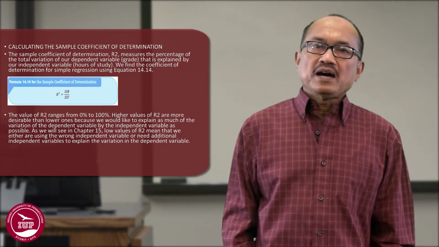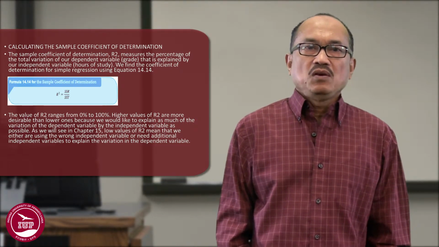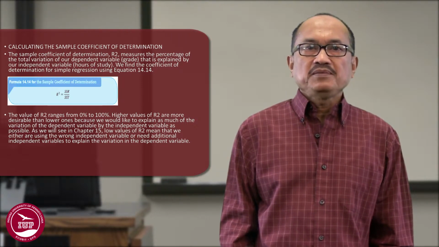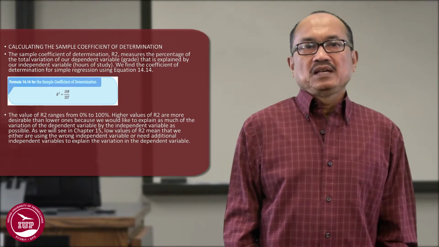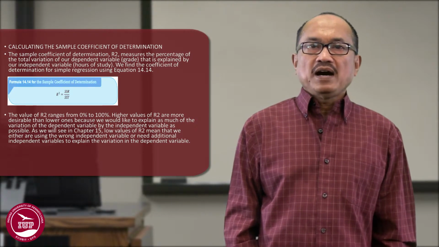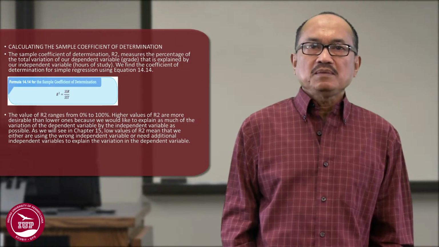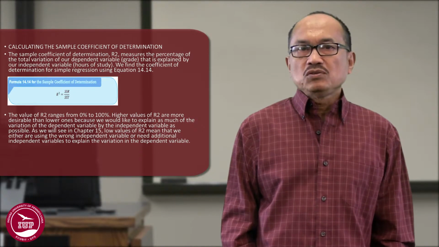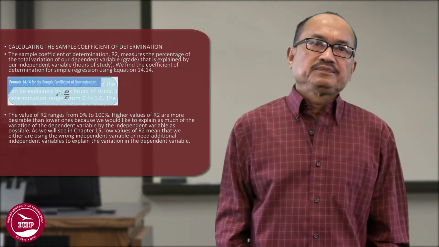Higher values of R-square are more desirable than lower ones because we would like to explain as much of the variation of the dependent variable by the independent variable as possible. As we will see in chapter 15, low values of R-square mean that we either are using the wrong independent variable or need additional independent variables to explain the variation in the dependent variable.